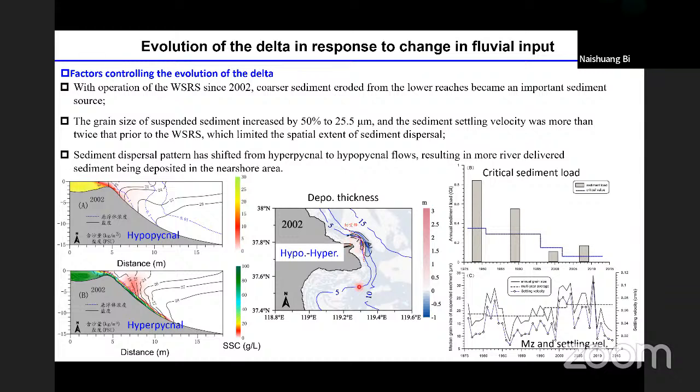So both the increase in settling velocity and the shift in sediment dispersal pattern resulted in a stepwise decrease in the critical sediment load that maintains the stability of the Yellow River Delta. Consequently, the active delta lobe shifted from rapid erosion to considerable progression after the water sediment regulation scheme.